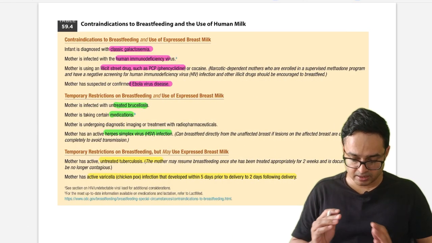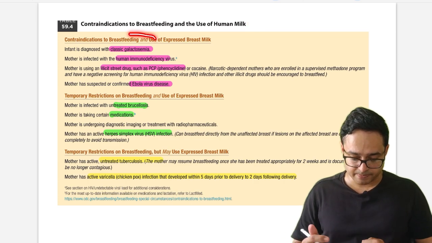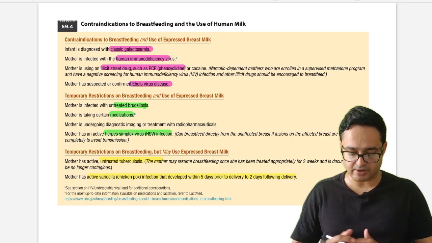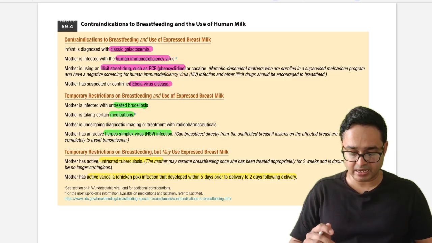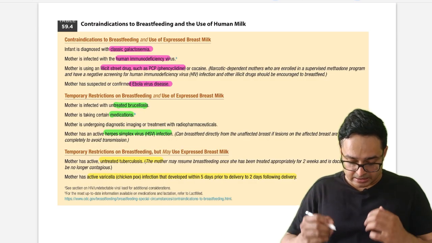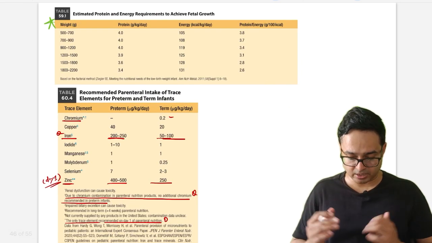Okay, so this is actually from Everest. What are the contraindications of breastfeeding? Classical galactosemia we have discussed. HIV in Western countries, in our country AFASS is used, and drug use, Ebola virus. Okay, so Ebola virus again very much potential MCQ. In Ebola virus, breastfeeding is generally contraindicated. Temporary restriction in untreated tuberculosis, brucellosis, any medication, herpes simplex HSV infection. Okay, and temporary restriction or may use expressed breast milk in case of active varicella, untreated tuberculosis. Okay, so these are important.